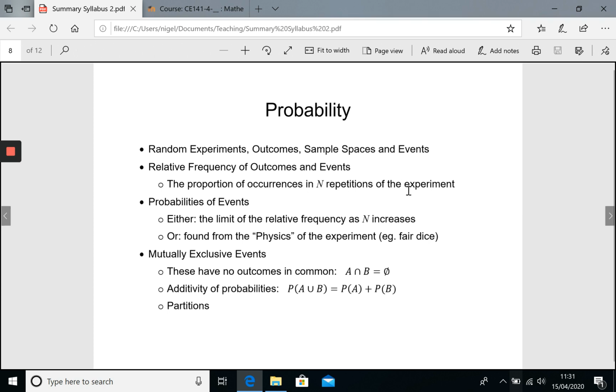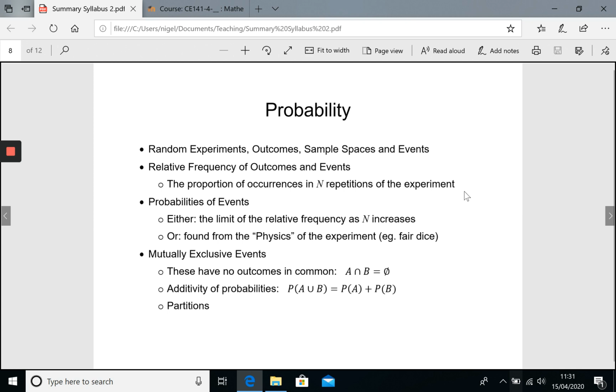Now we can think of carrying out an experiment a large number of times. So if, for example, we were rolling a single die and we wanted to know the probability of the score being even, then we could roll the die 100 times, count how many times we get an even result, 2, 4, or 6, and then divide that number by 100, and that would give the so-called relative frequency of an even score in 100 throws of the die.